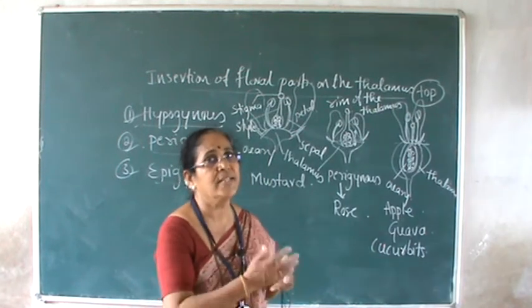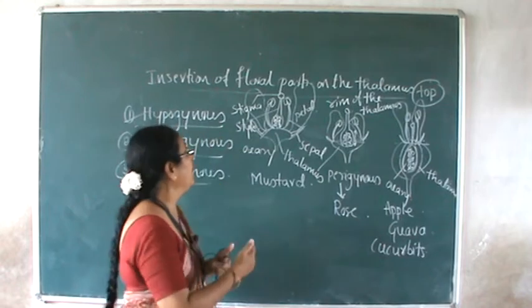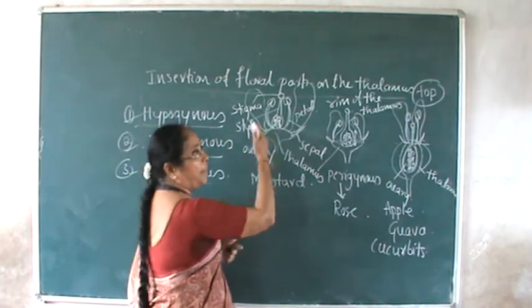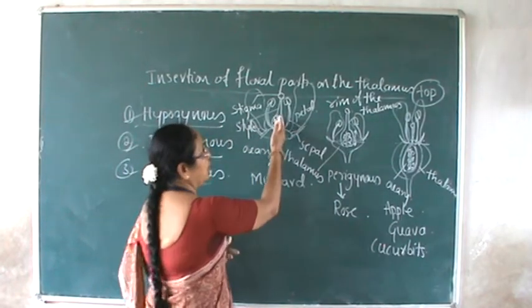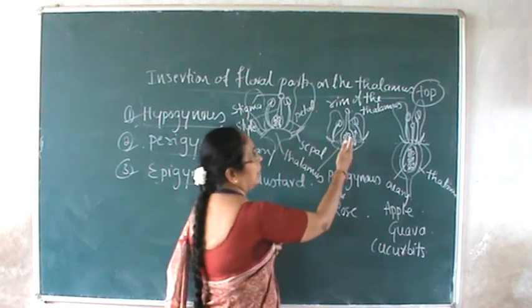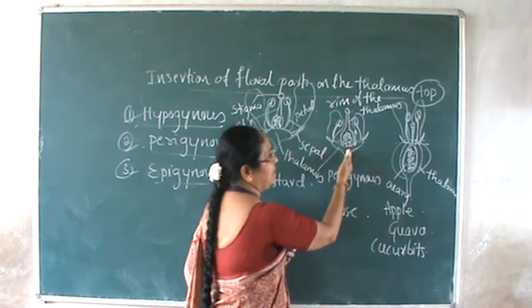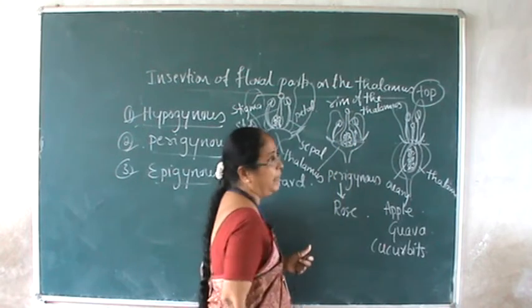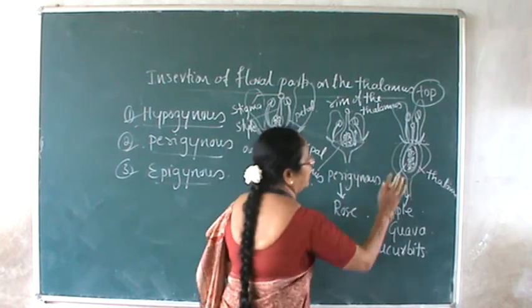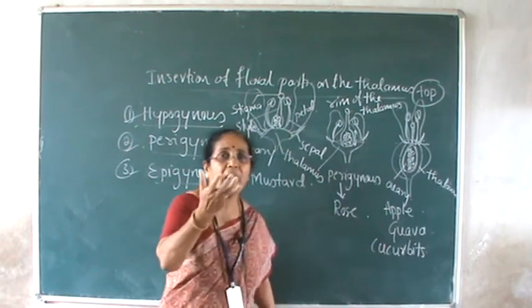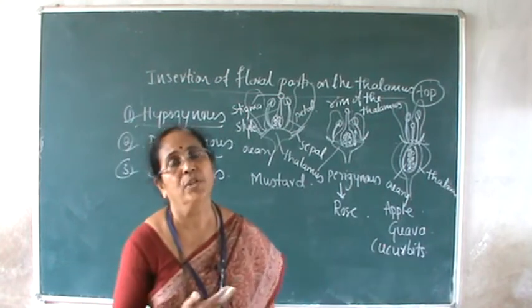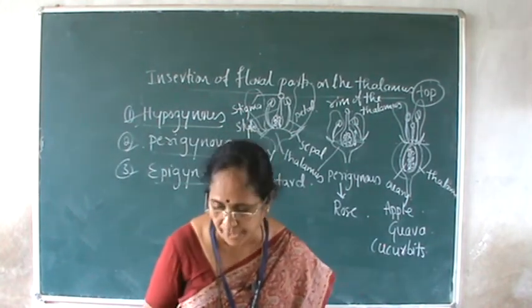You can't change the examples, right? Hypogynous flower: the thalamus is at the bottom, and the ovary is on top of the thalamus. Perigynous flower: half of the ovary is inside the cup and half is outside the cup. So it is peri. Third case: the whole ovary is embedded in the thalamus cup. So the flower is called epigynous in nature.